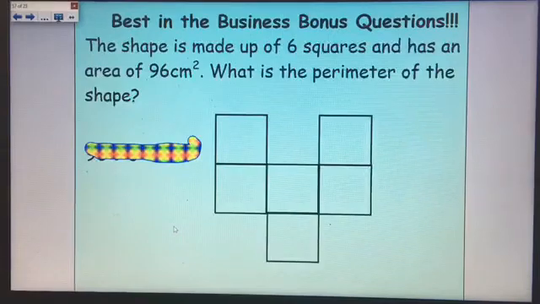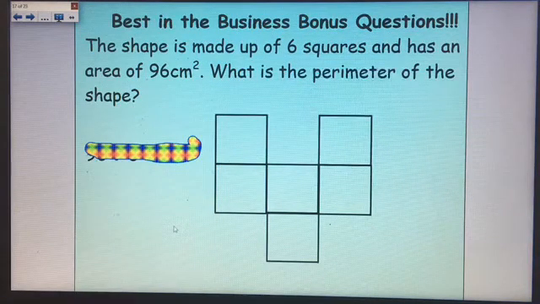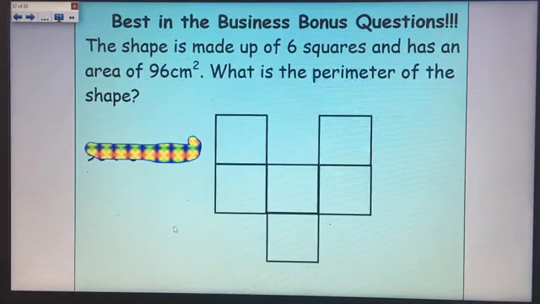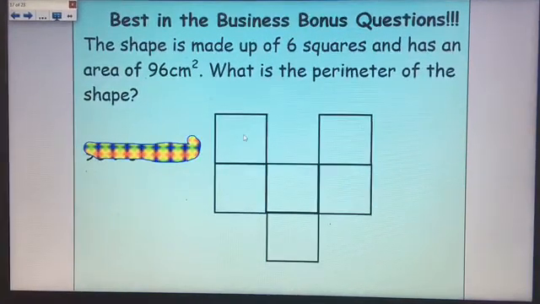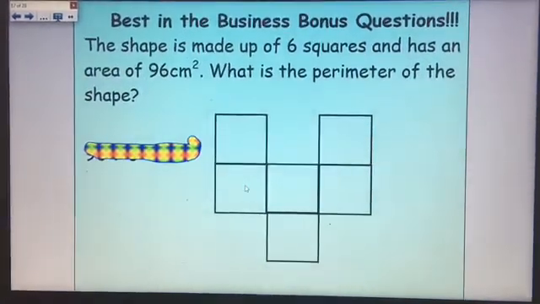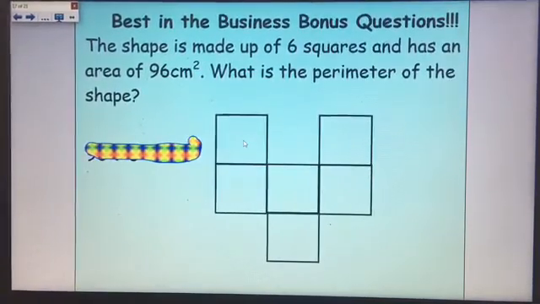Okay, so next question. The shape is made up of 6 squares and has an area of 96 centimeters squared. What is the perimeter of the shape? So press pause if you want to crack it on your own. I suggest even if you want to just draw these shapes or things like that, if it helps, then go for it. If not, I'm going to go for it now. So we know the whole big shape's got an area of 96 centimeters squared. Let's count how many small squares make up that 96 centimeters squared.